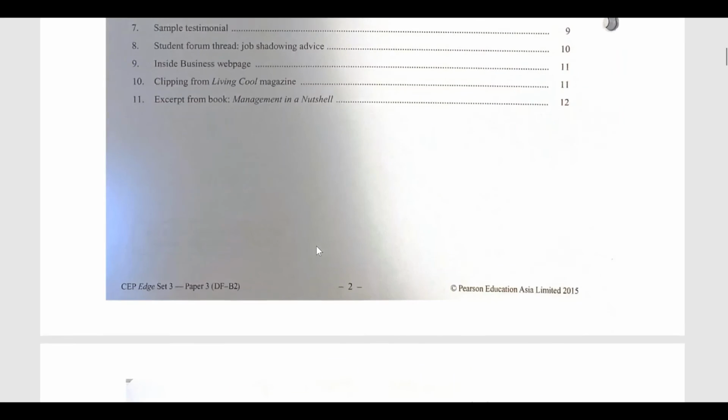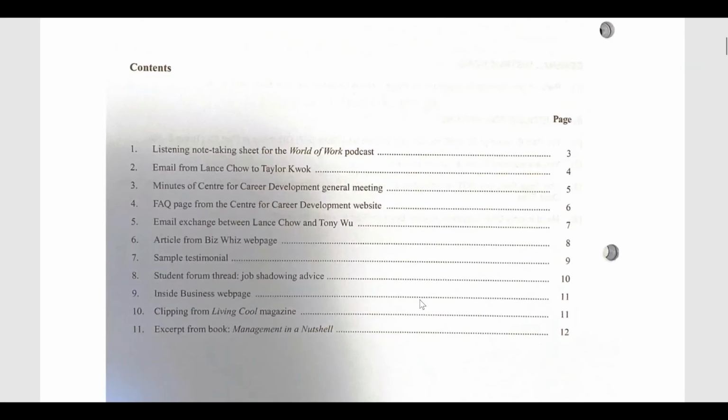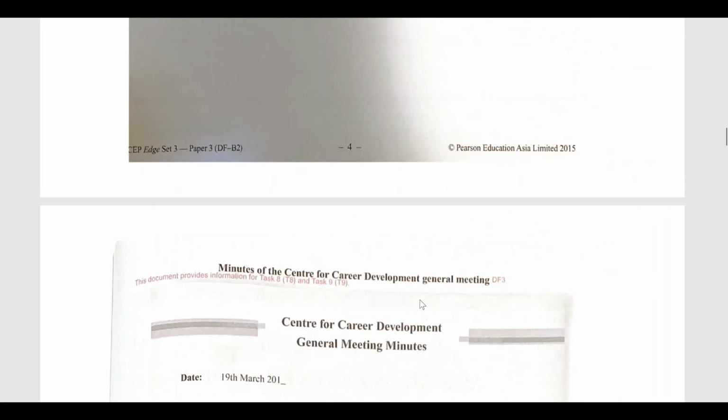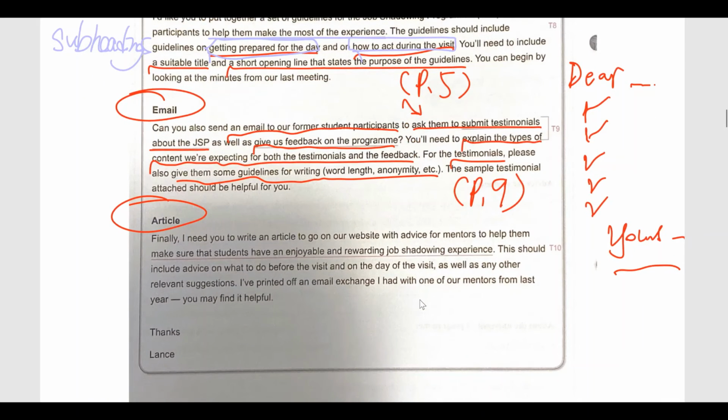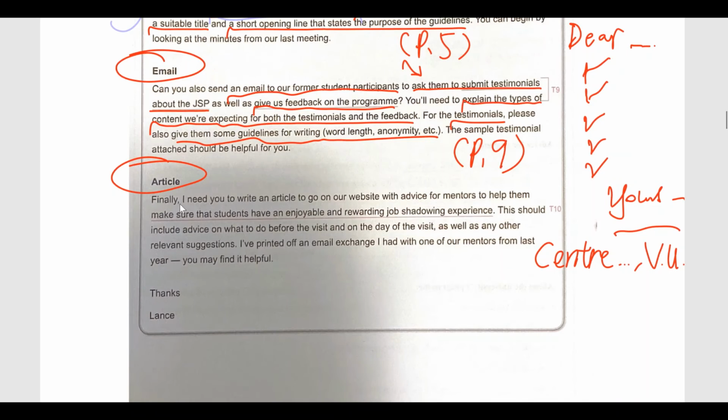What is your full name again? Your full name is Taylor Kwok. And also tell them where you're from. So you're from Center for Career Development of Victoria University. So you can write in this way. You can write under your name, Center for Career Development, and then Victoria University. Okay. Alright, so that's it.